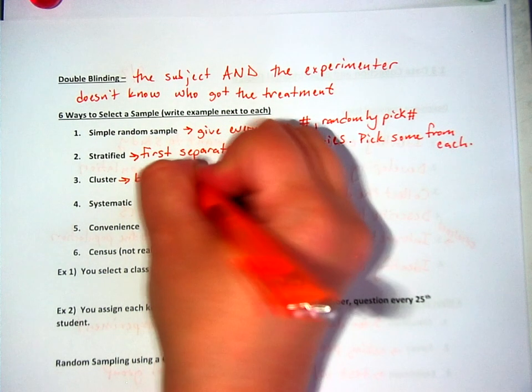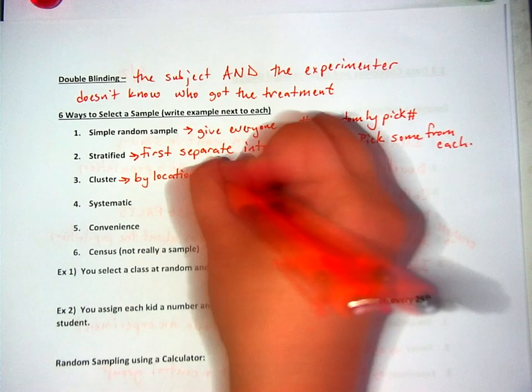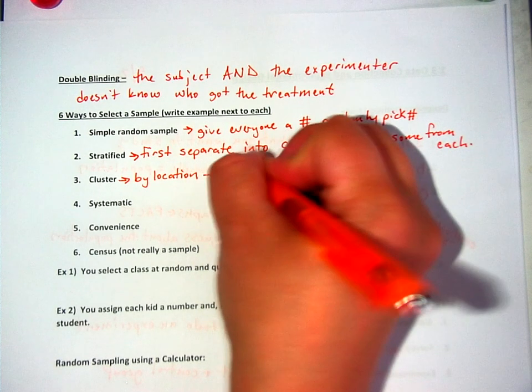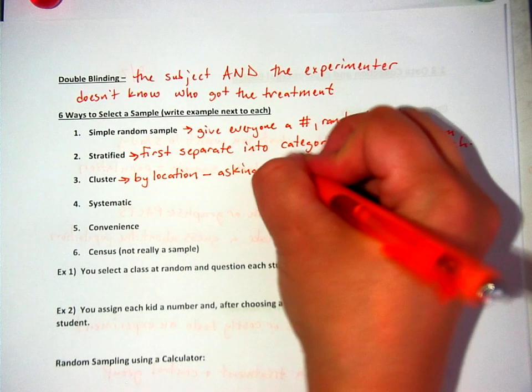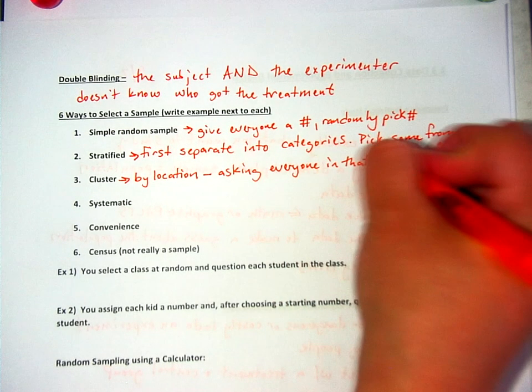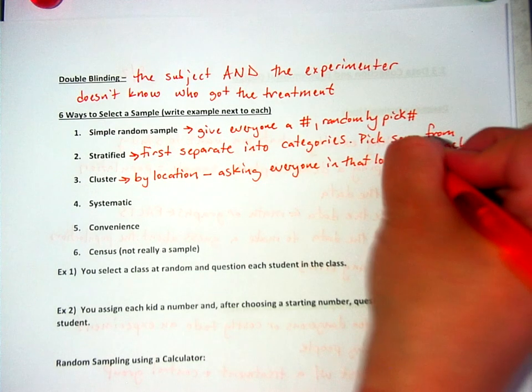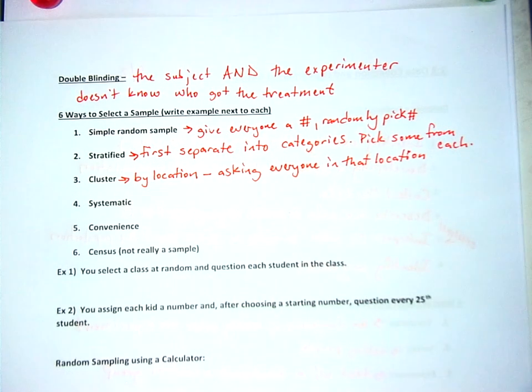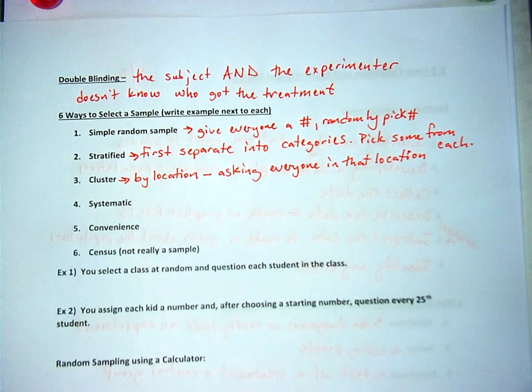Cluster is usually by location. It's asking everybody in that location. That would be an example of me going over to Steele's room right now and asking everybody in Steele's room how they got to school today. It's a cluster. I'm just grabbing everybody in one spot.